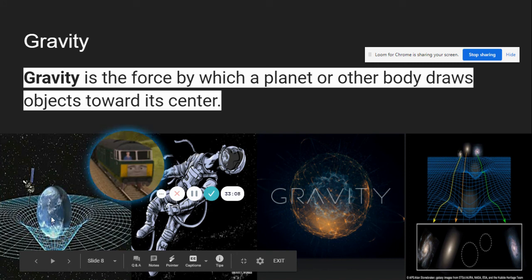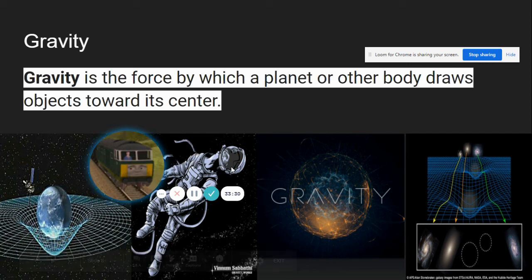What do you think this is? This is the Earth, and what do you think the rest of this is? This first picture is the world full of gravity, and this is what gravity looks like in general. It's where you stand when you're floating away. This is what it represents.